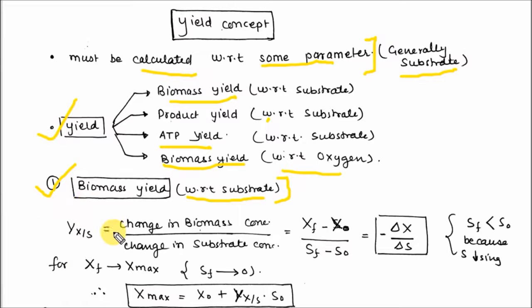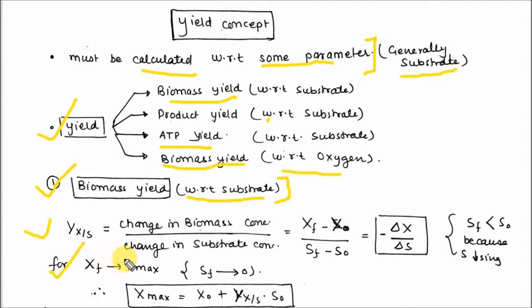This is the biomass yield with respect to substrate. That is, biomass yield Yxs is change in the biomass concentration divided by change in the substrate concentration. That is xf minus x naught, the change in biomass concentration, where this is the final biomass concentration and this is the initial biomass concentration. Similarly here, sf minus s naught is the change in substrate concentration. But you know the substrate is decreasing continuously during the growth of the organism. That's why sf is less than s naught and you will get minus delta x upon delta s.